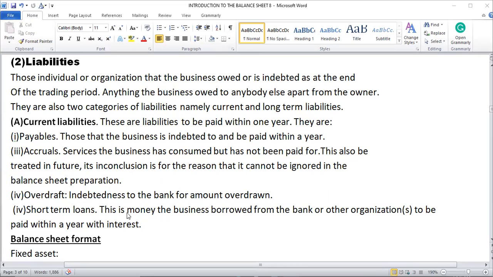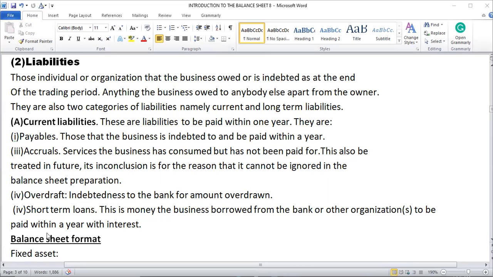Short-term loans. This is money the business borrowed from the bank or another organization to be paid within a year with interest. So they may owe a bank or organization an amount and will be paying interest on it. It's short-term, and should be paid within 1 year.